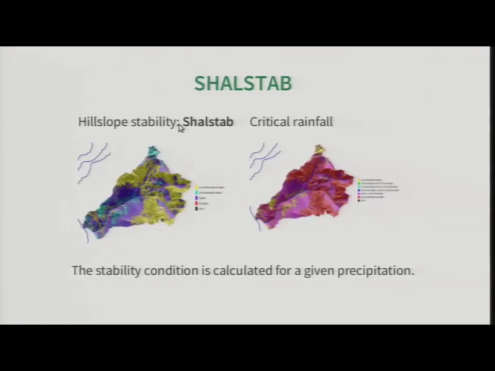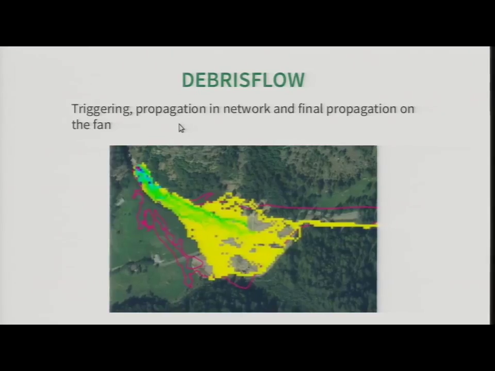Then we have a hill slope stability model, which is called SHALSTAB. And if you're working on debris flow, there is a module for you which works on analyzing the triggering, the propagation along the network, and also the final propagation on the alluvial fan.